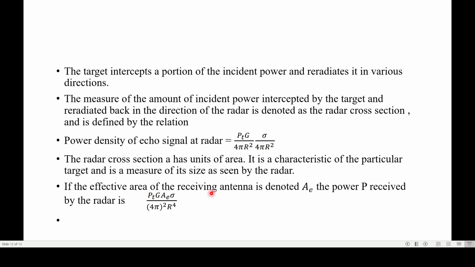Now, if the effective area of the receiving antenna is denoted as AE, the power P received by the radar is obtained by multiplying this effective area with this equation. So this is very important. Sigma is the intercepting area of the target and AE is the receiving antenna area. So this is the equation for power received by the radar. From this equation, we can calculate the range. So this is very important.